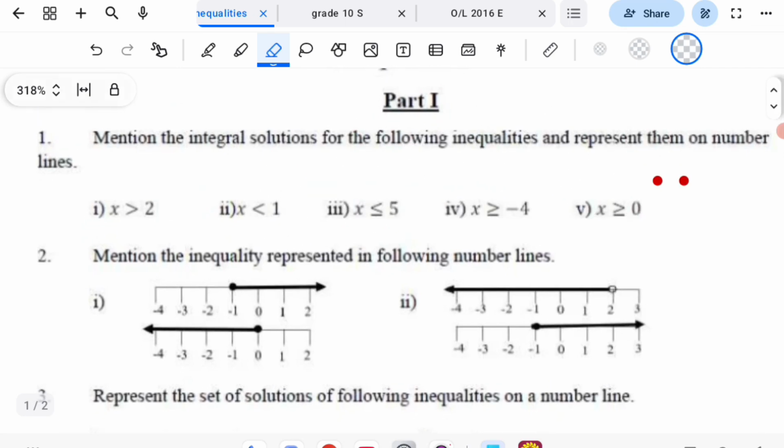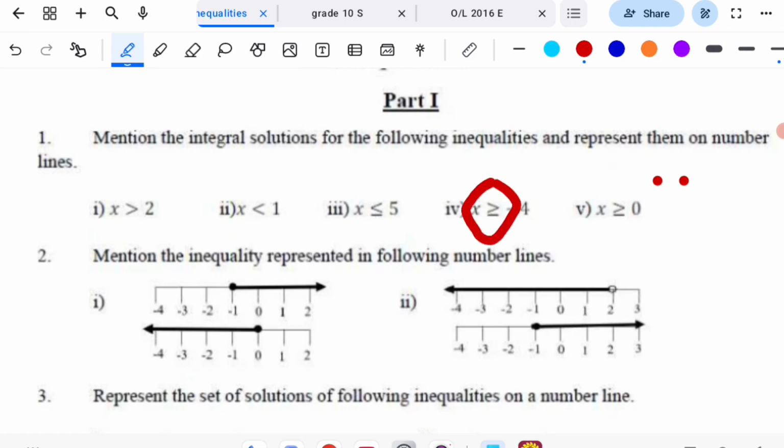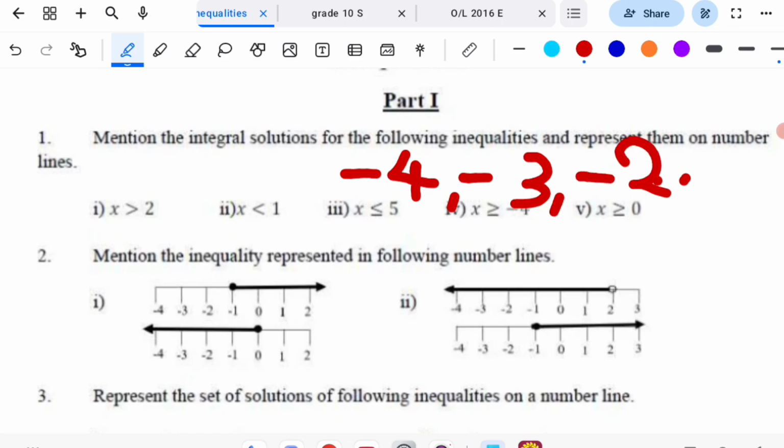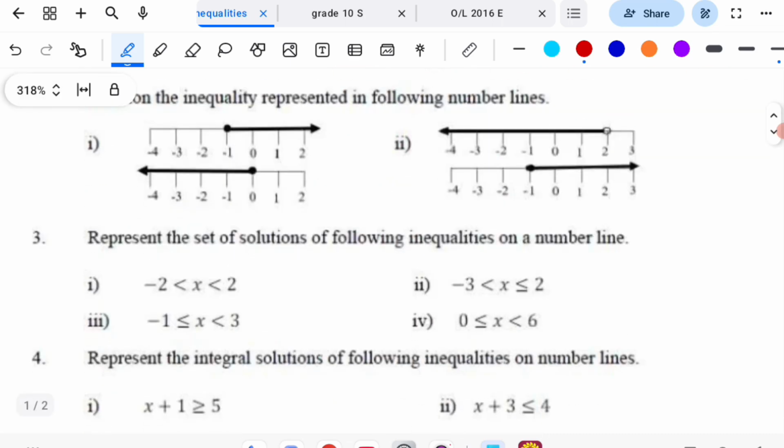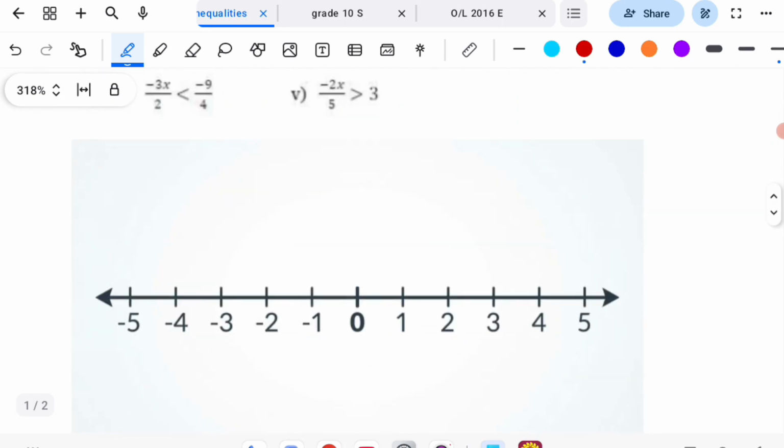Then part 4, x greater than or equal minus 4. It means there is an equal sign, therefore x could be minus 4 or greater than minus 4. Minus 4, minus 3, minus 2, like this. Then we can mark minus 4 and greater than minus 4 numbers on the number line.